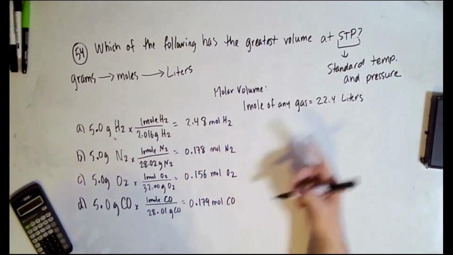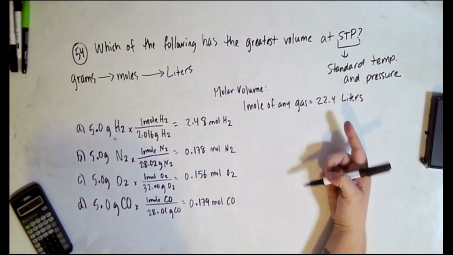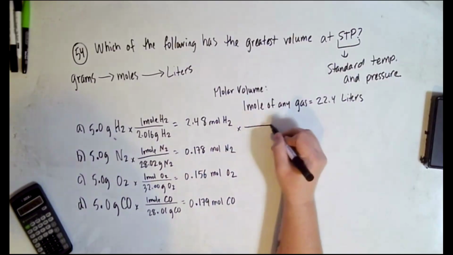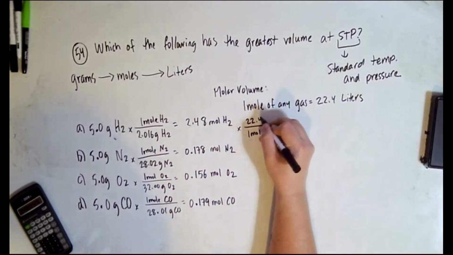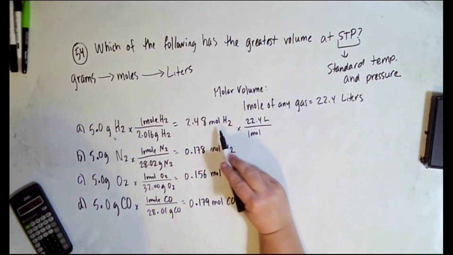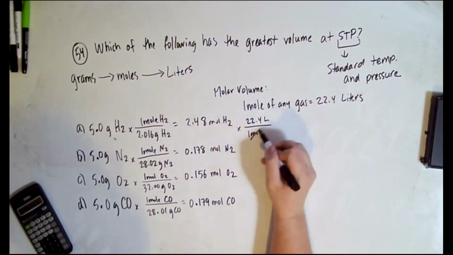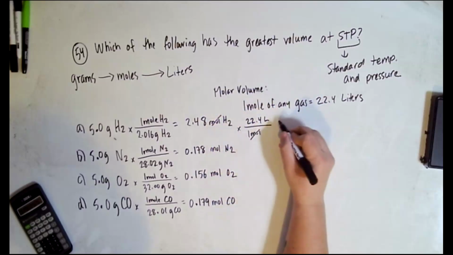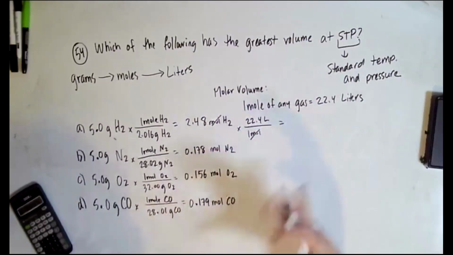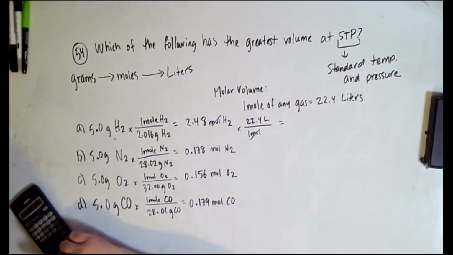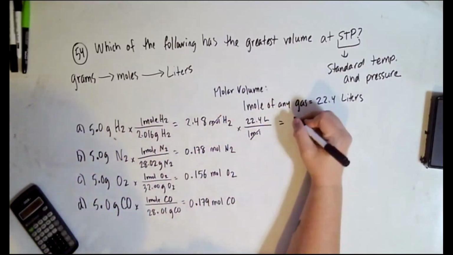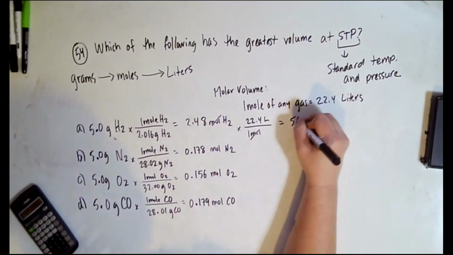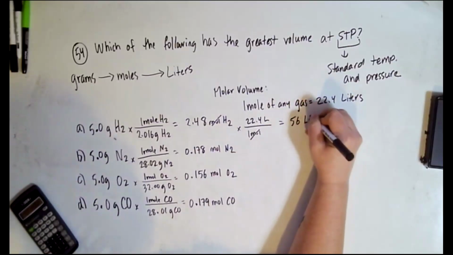Once I have these mole values, now I can use my molar volume. And my molar volume tells me that 1 mole of any gas is 22.4 liters. So I can take my mole values and multiply it by 22.4 to see how much volume it's going to take up. So 2.48 times 22.4 is going to give me 56 liters.